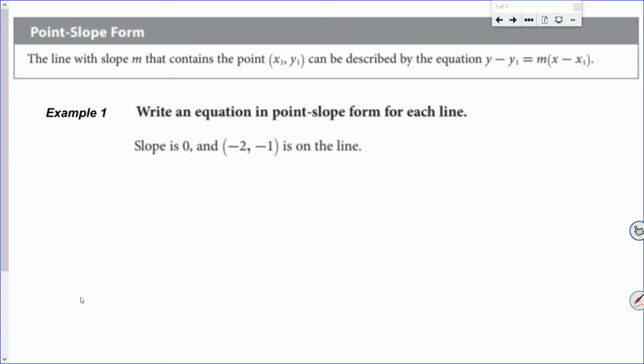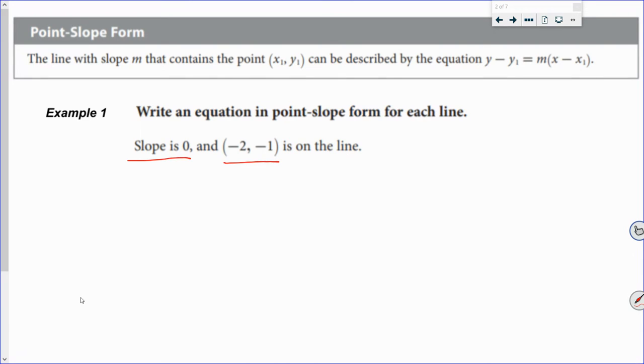So I want to take our first example, and I want to look at how to write an equation in point-slope form. Now, we're given the slope, and we're given a point. That's why the appropriate thing to use would be the point-slope form of the equation, because we have it.